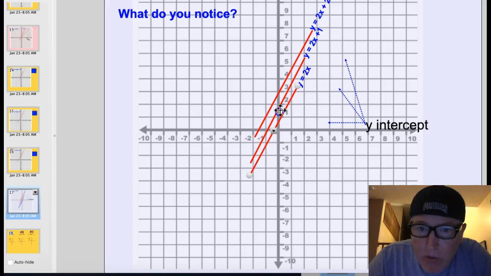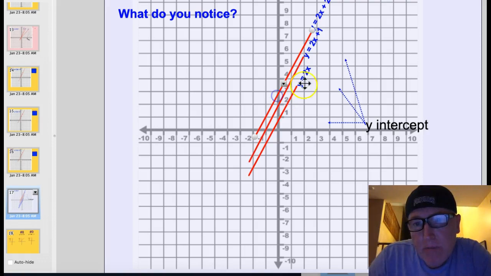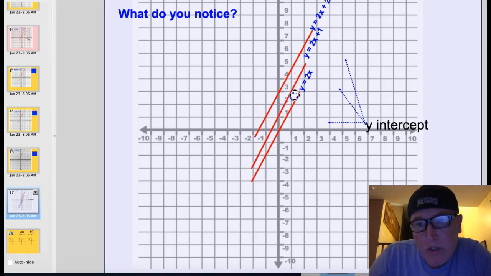This one's a little off. Sorry about that. Actually, they're all just a little bit off. I guess just those two. But this one went through at 0, because it was just plain 2x. This one here was 2x plus 1, so that's going through right here. And this one's 2x plus 2, so it's going through 0, 2. Sorry, everything shifts a little bit.